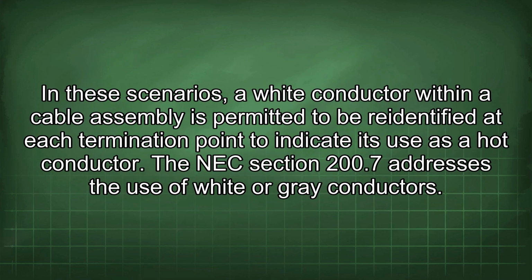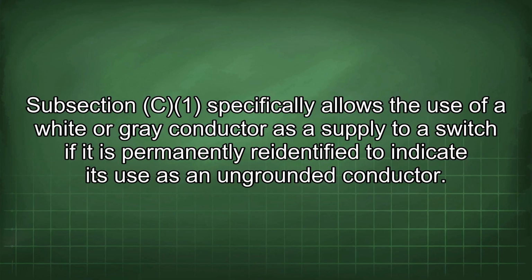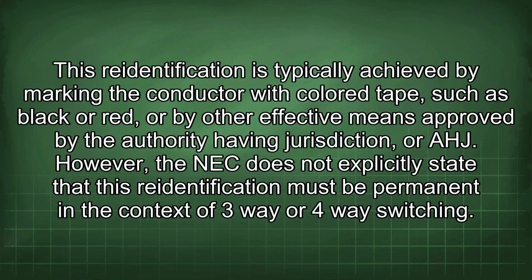In these scenarios, a white conductor within a cable assembly is permitted to be re-identified at each termination point to indicate its use as a hot conductor. The NEC section 200.7 addresses the use of white or grey conductors. Subsection C(1) specifically allows the use of a white or grey conductor as a supply to a switch if it is permanently re-identified to indicate its use as an ungrounded conductor. This re-identification is typically achieved by marking the conductor with color tape, such as black or red, or by other effective means approved by the authority having jurisdiction, or AHJ.